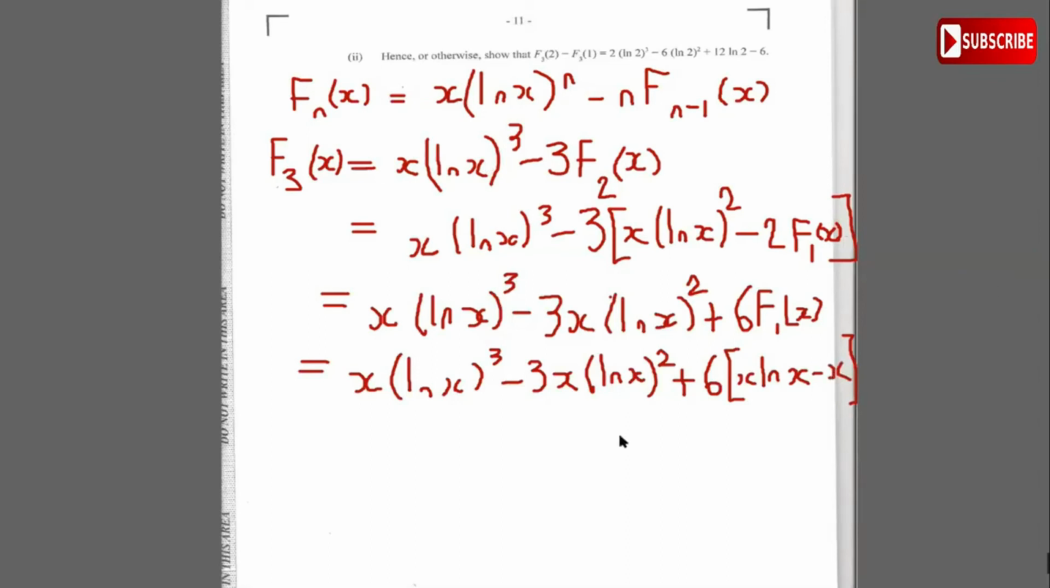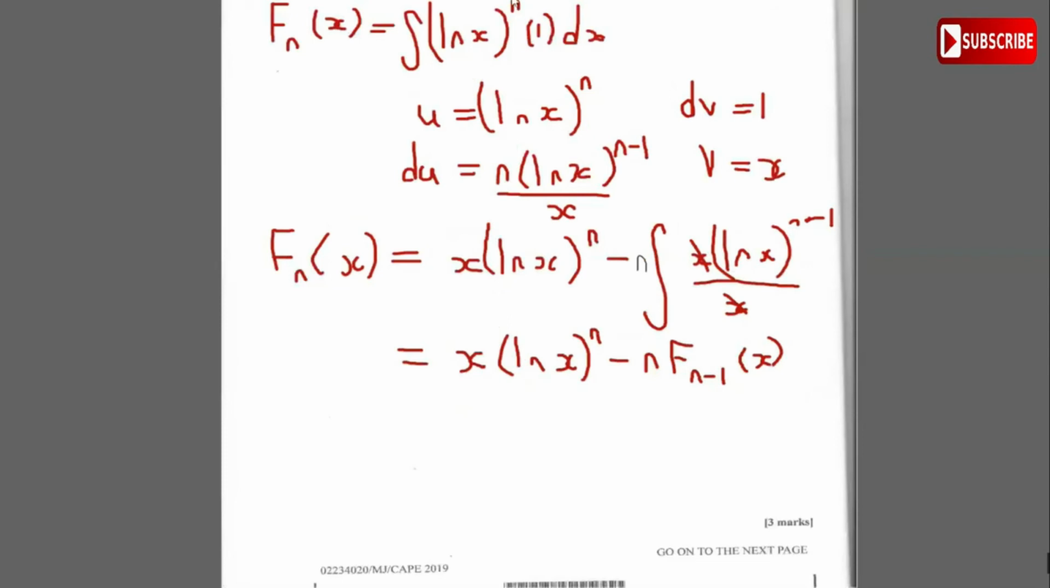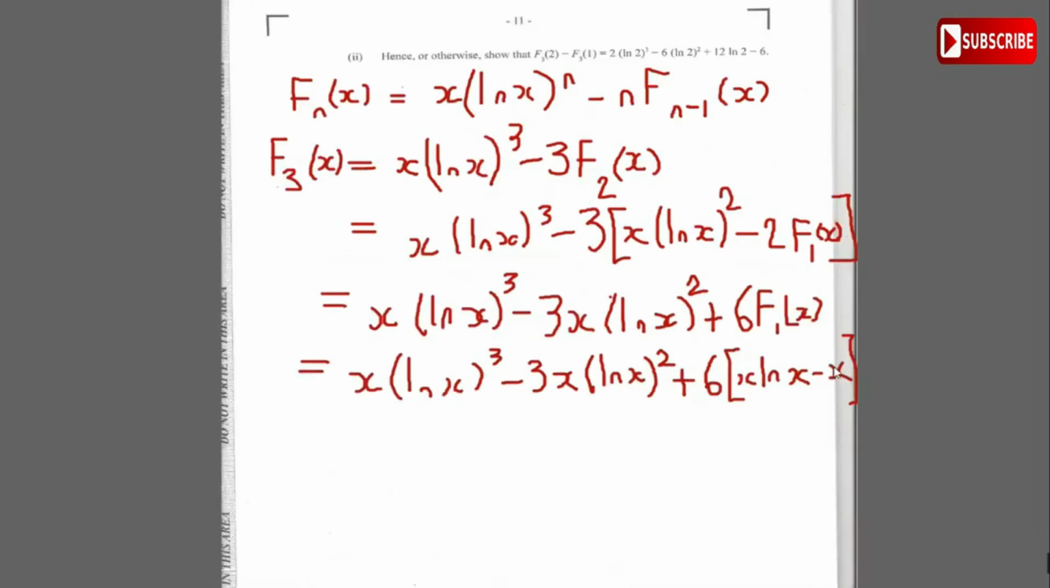Let's do that one more time. To find f naught, you'd put n as 0. If you change n as 0, you get ln x to the 0. Anything to the 0 is 1. And so the integral of 1 is x. So this is just x. So now we have f3x. This is the formula for f3x.